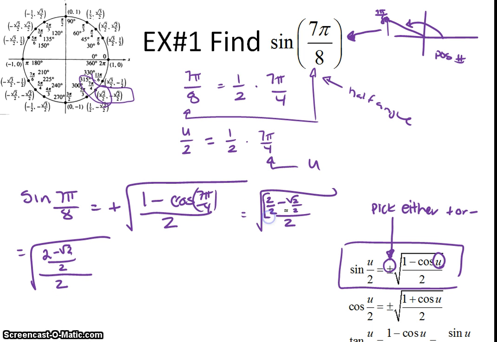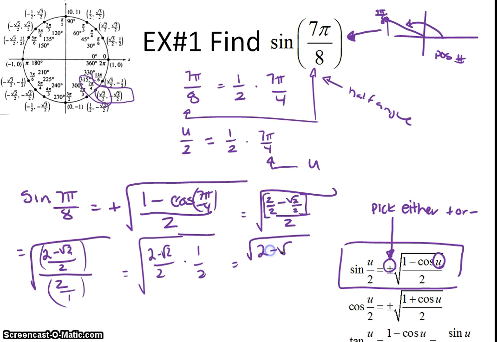So I had my numerator, which gave me 2 minus root 2 over 2. And I'm going to take my numerator and divide it by 2 over 1, which is the square root of 2 minus root 2 all over 2, times 1/2, which is the square root of 2 minus square root 2 all over the square root of 4. Multiply the bottoms, you get 4. Separate the square root to the top and to the bottom because I can take the square root of 4. So this is the square root of 2 minus root 2, all over 2.